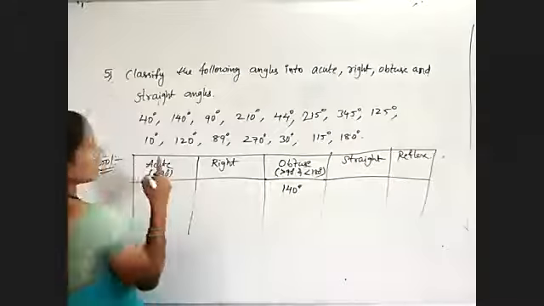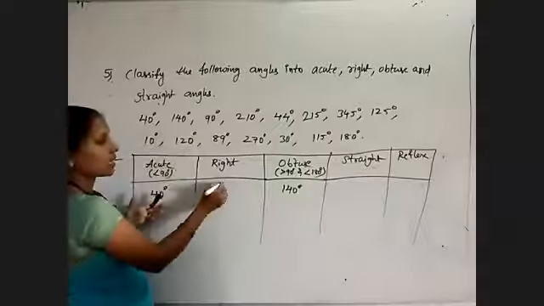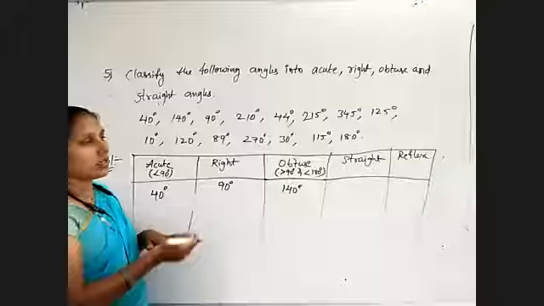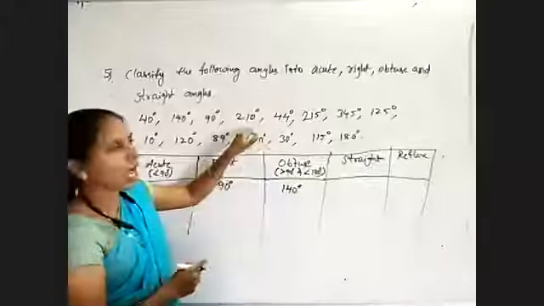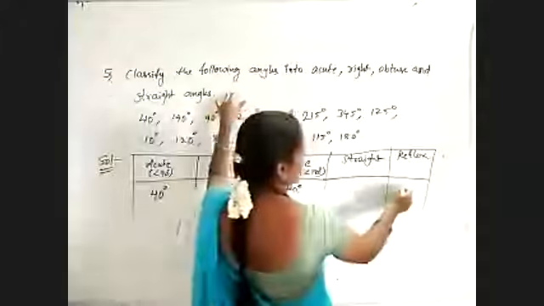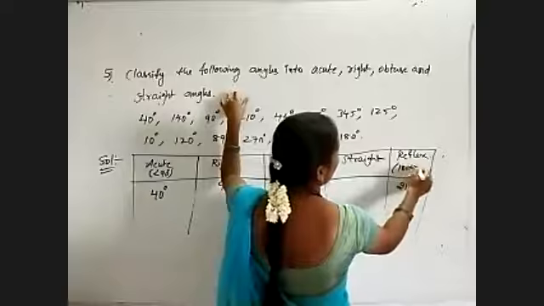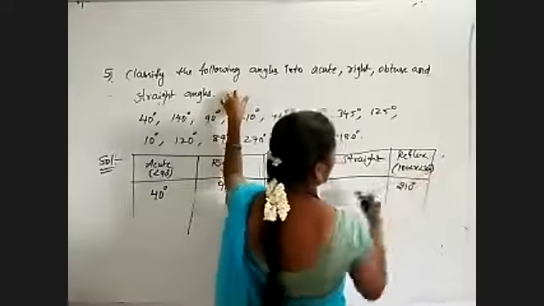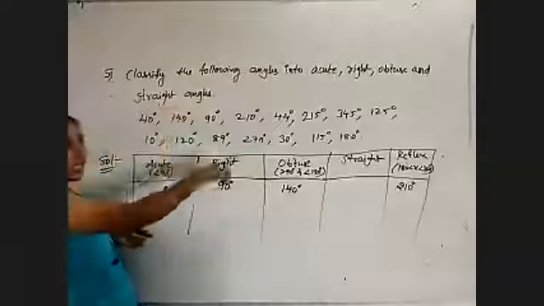Next, coming to the second one, 90 degrees. 90 degrees having a particular name, that is right angle. Next, 210. Below 90 to 180 is obtuse. So more than 180 to 360, all values come under reflex angle. 210 is between 180 and 360. So that's why it comes under reflex angle. But in this question, they did not ask to mention reflex. Then also we are writing.